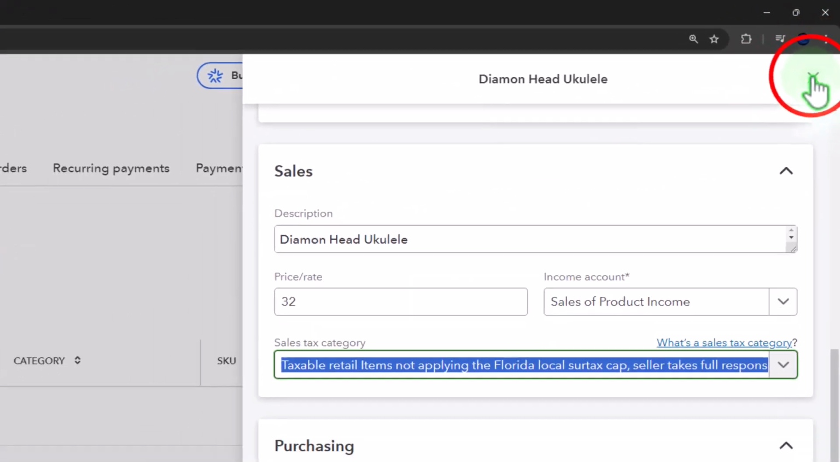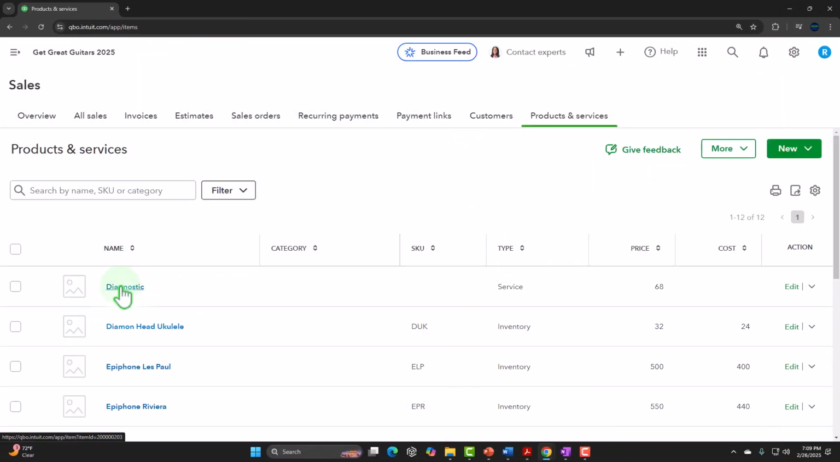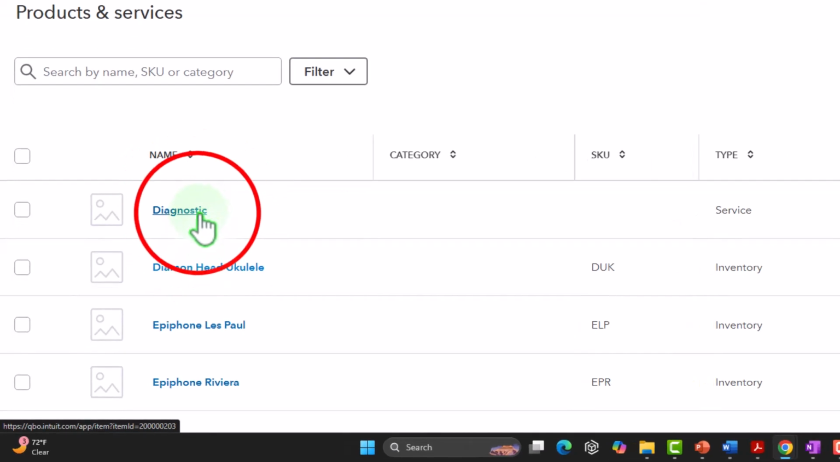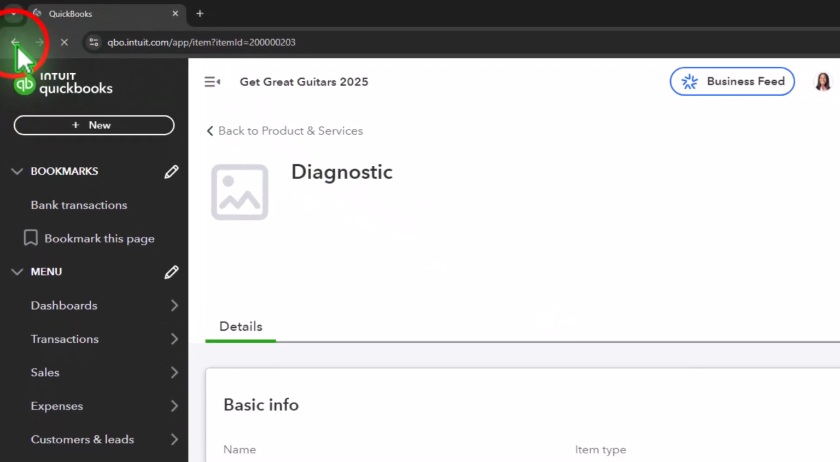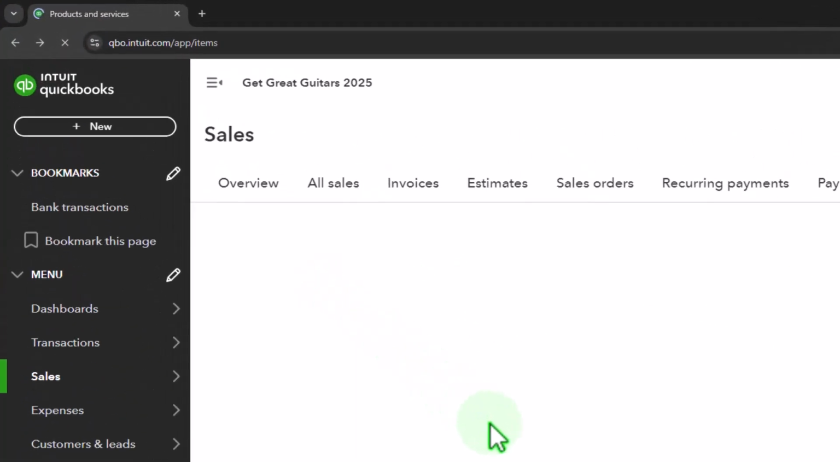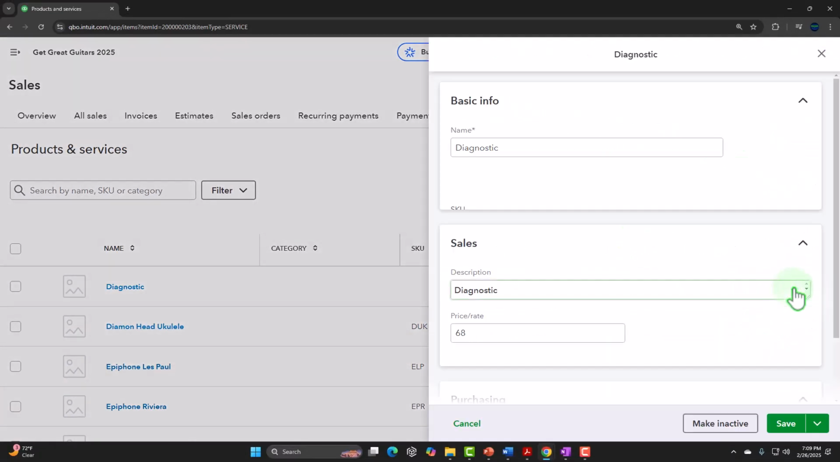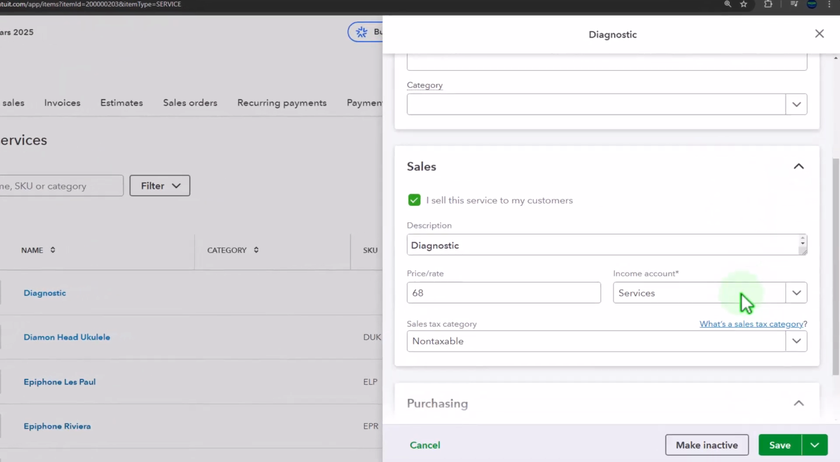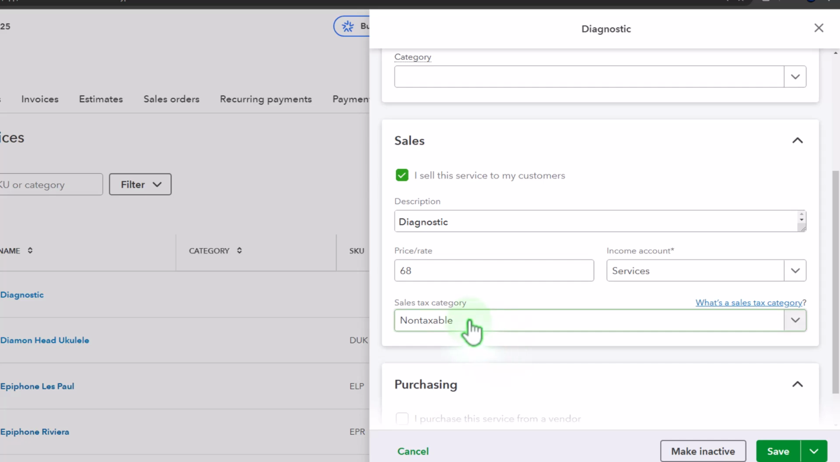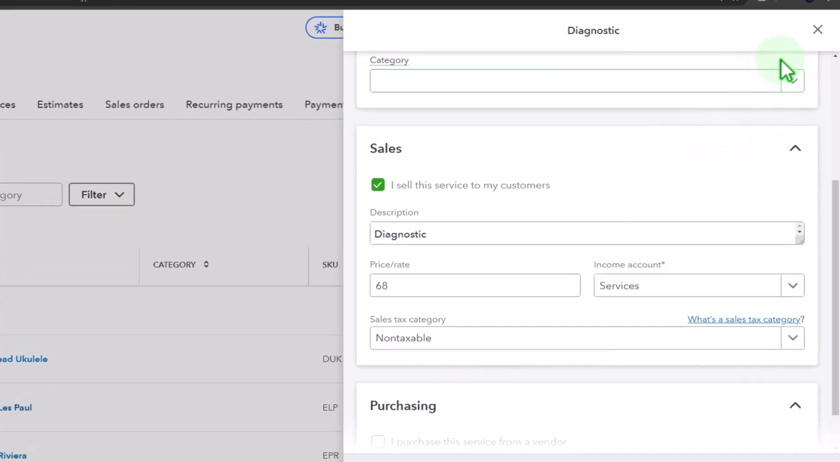So the ones that should not be in that category are the service items. So if I go into the diagnostic, for example, oh man, I did it again. Let's go back and close the hamburger, edit the diagnostic. And if I go into sales, it's non-taxable. So I think that is correct. So let's test it out now.